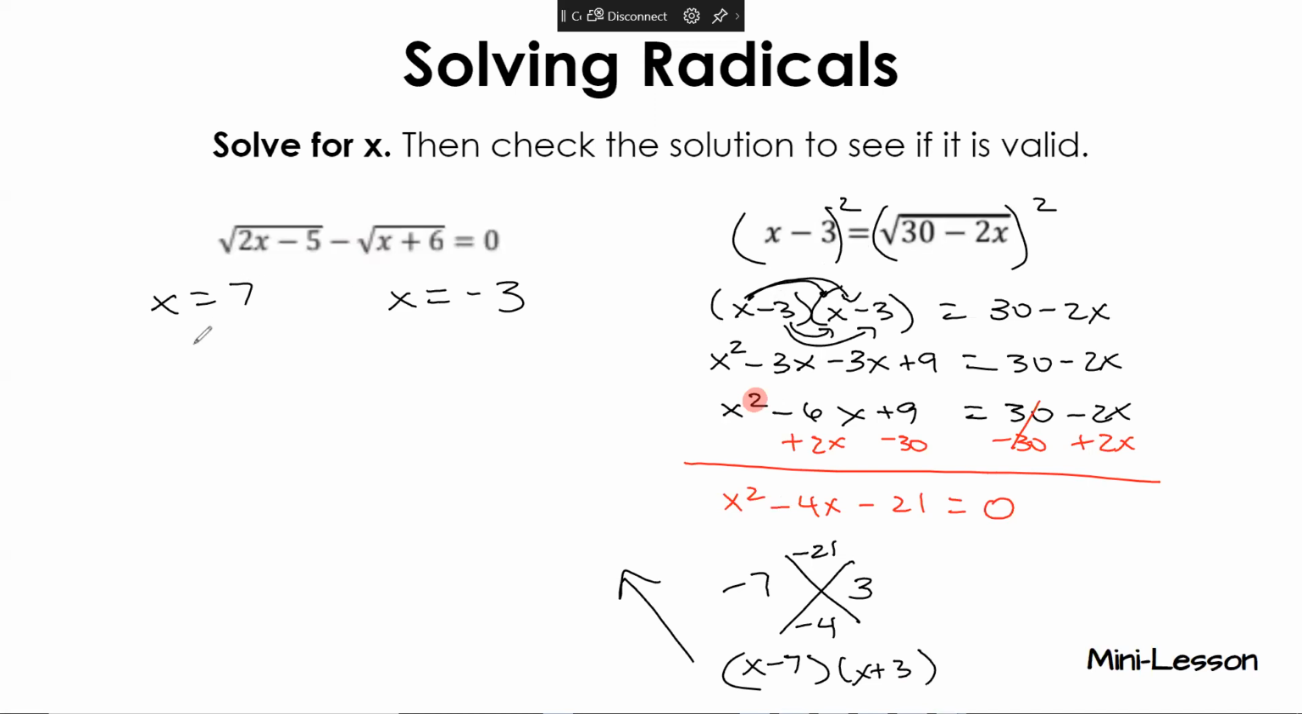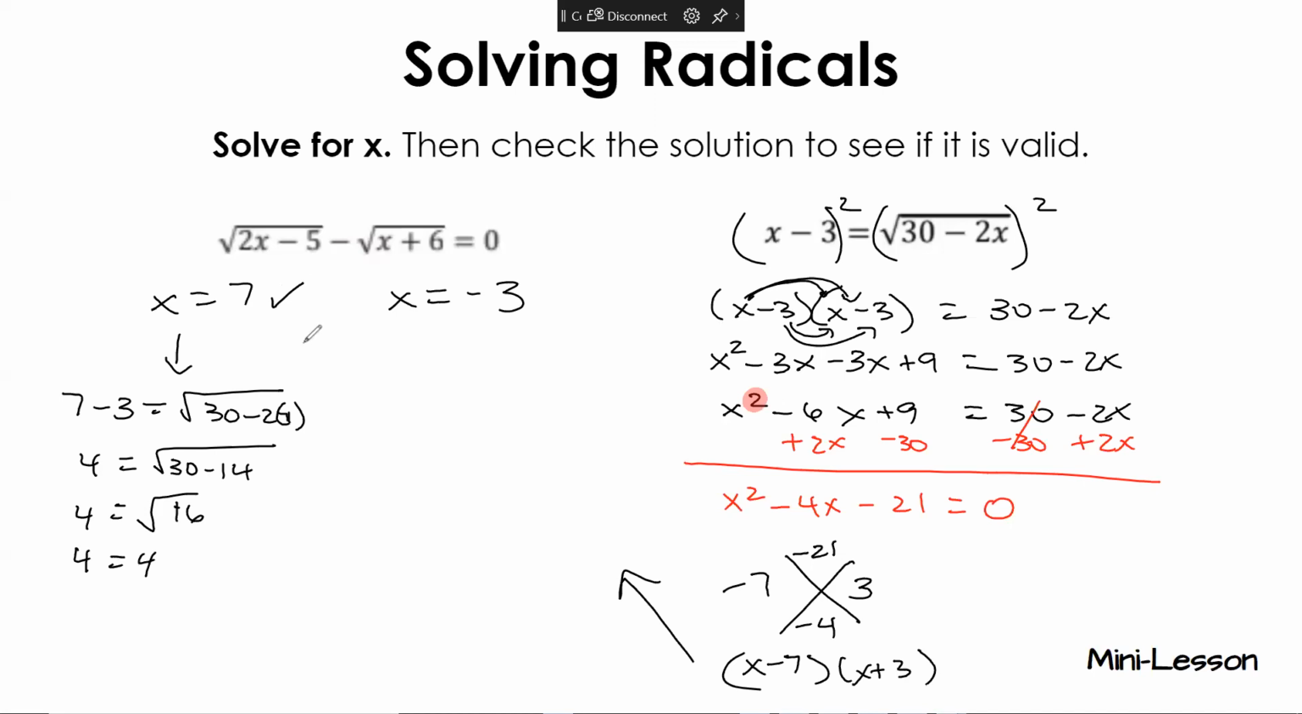So we're going to take 7 and plug it in. 7 minus 3 equals the square root of 30 minus 2 times 7. 7 minus 3 is 4 equals the square root of 30 minus 14. 30 minus 14 is 16. And the square root of 16 is 4. So this one worked.